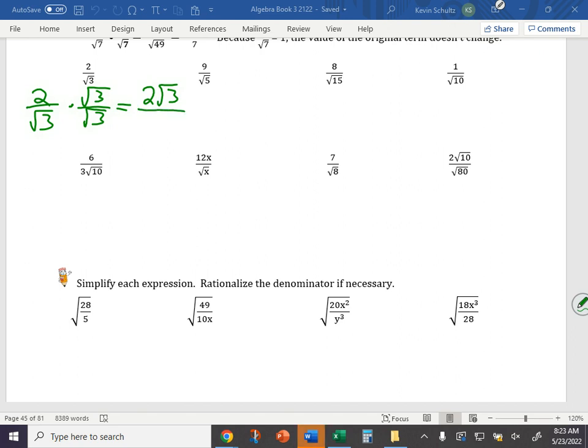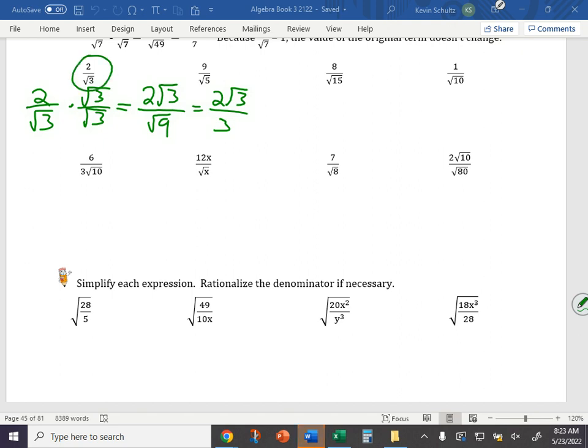You cannot write that as root 6 because 1 is outside the root, 1 is under the root. They cannot be combined. And then root 3 times root 3 gives us the root of 9, which simplifies to be just 3. So 2 root 3 over 3 would be our final answer. If you wanted to check your answer in a calculator, you can.